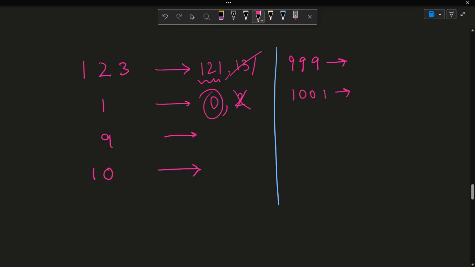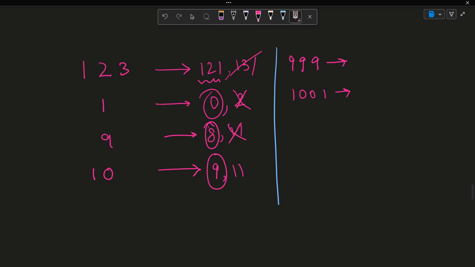For 9, what could you do? Either you could go to 8 or you could go to 11. Clearly 8 is closer, at a distance of 1, so we take this and cancel this. Obviously there are more palindromes, but we are looking at palindromes that are quite close. Now for 10, either you could go to 9 or you could go to 11. Both are palindromes, but which is smaller? Clearly 9 is smaller, so I cancel 11 and choose 9 as our answer.